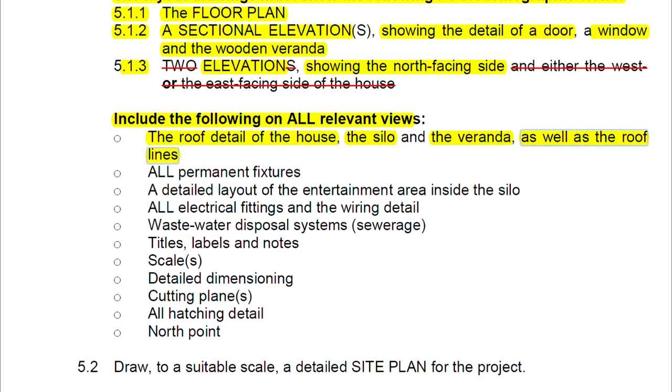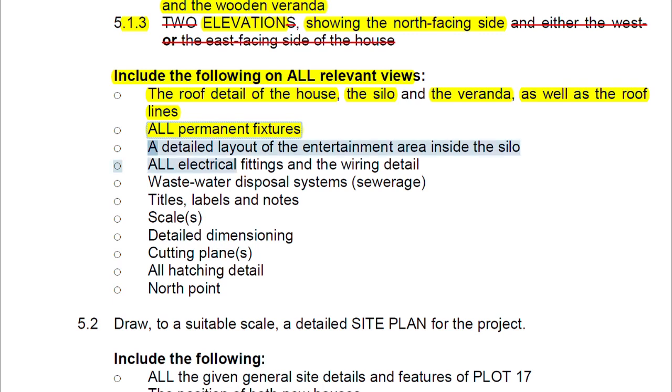As part of that, all permanent fixtures. By now you know that's the toilets, the basins, the built-in cupboards. You need a detailed layout of the entertainment area inside of the silo, so don't miss out on that. All electrical fittings and wiring detail. I'm going to show you a bit more on these, so don't be too worried about it. We're just talking you through this.